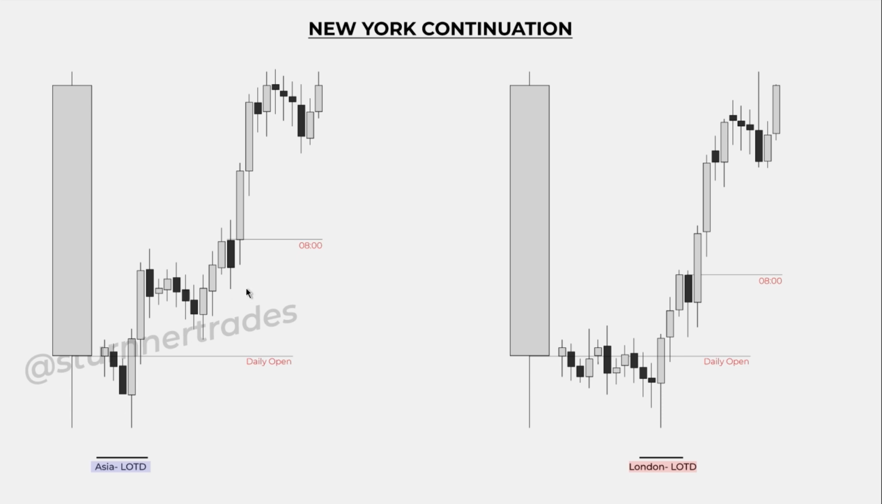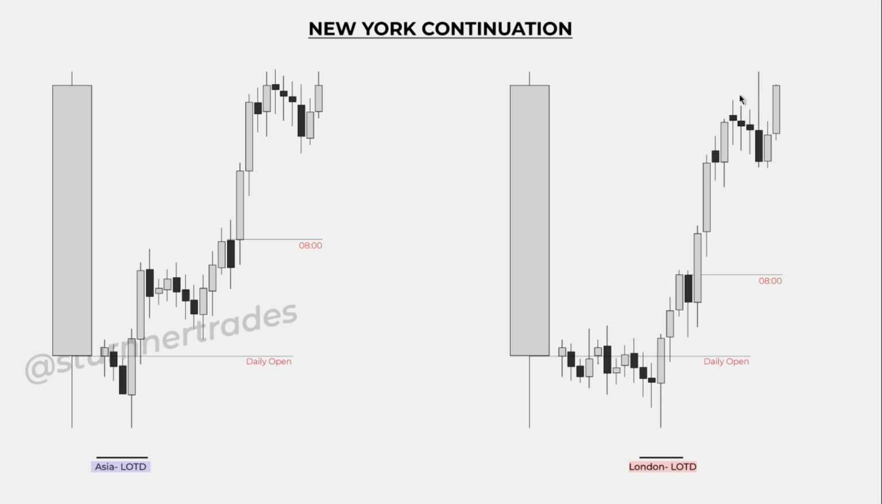And by the time New York opens, if the low is already set, we expect continuation higher until our daily objective is met. And to the right, we see the low of the day form in the London session, which again in this case, we anticipate New York to continue the trend to the upside until our daily objective is met.